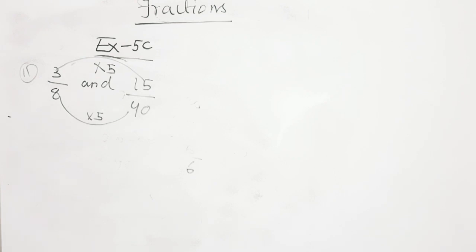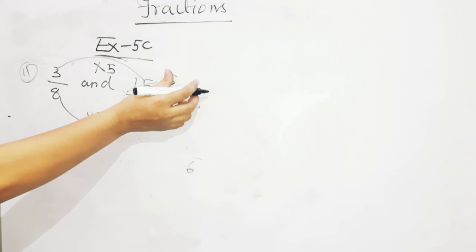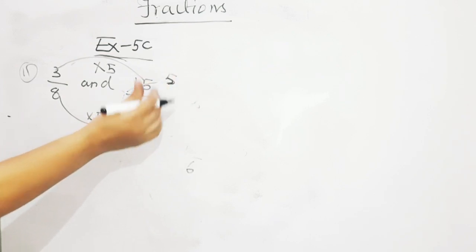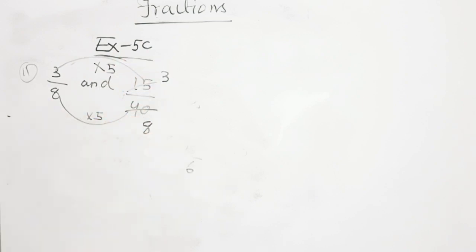Now by the second method आप रिड्यूस करेंगे इसको. अगर आप इसे रिड्यूस करते हैं तो 3 5s are 15, और ये तो आपका 3 से रिड्यूस नहीं होगा, right. 5 3s are 15, 5 8s are 40. So it is 3/8. LHS is equal to RHS.